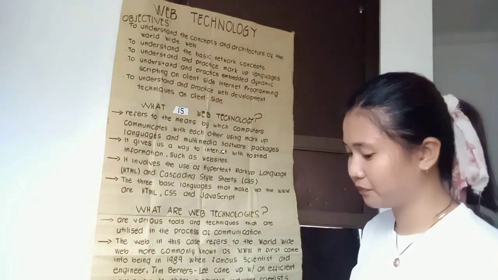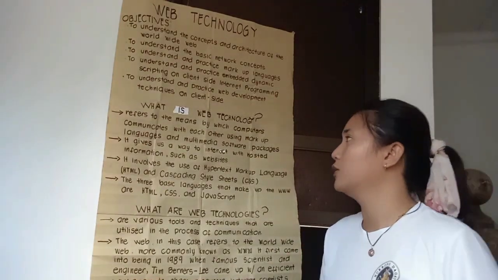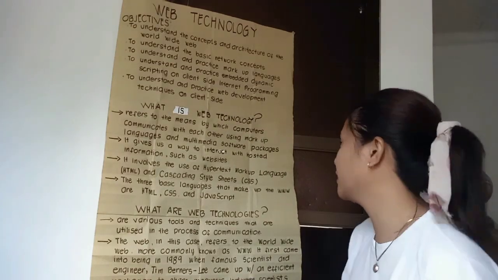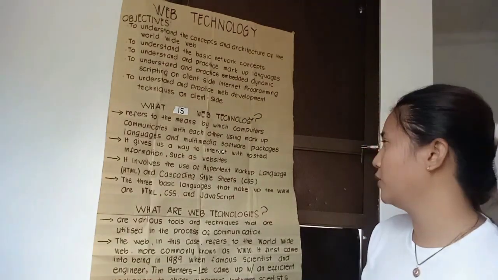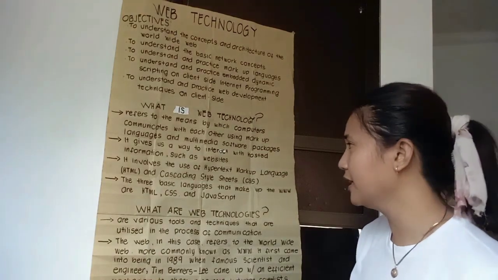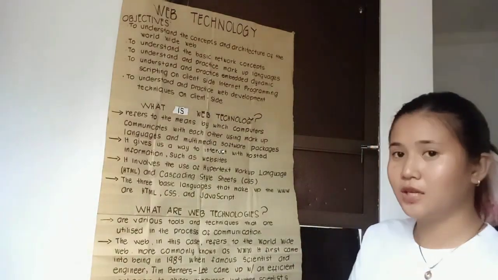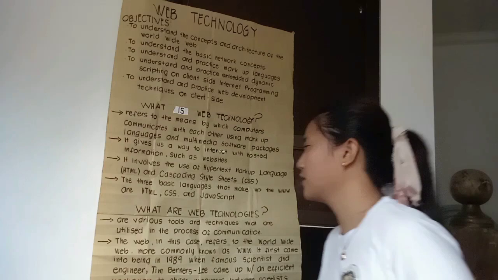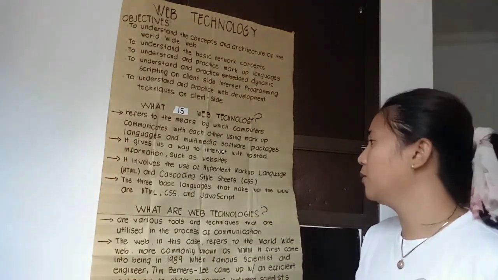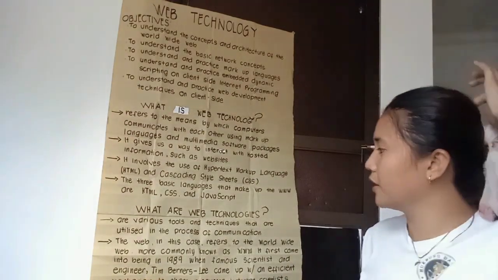So, what is web technology? Web technology refers to the means by which computers communicate with each other using markup languages and multimedia software packages. It gives us a way to interact with hosted information such as websites. It involves the use of hypertext markup language, or HTML, and cascading style sheets, or CSS. Then, the three basic languages that mark up the WWW are HTML, CSS, and JavaScript.